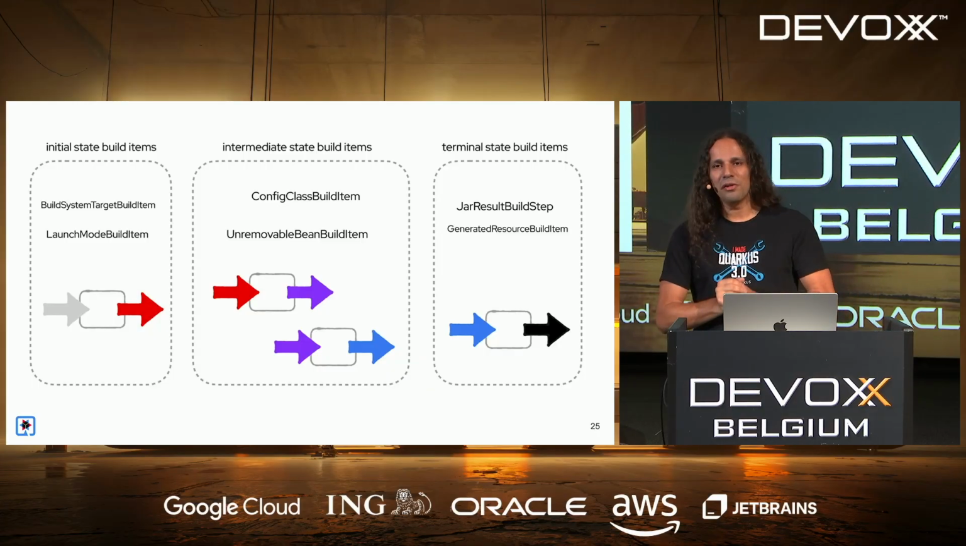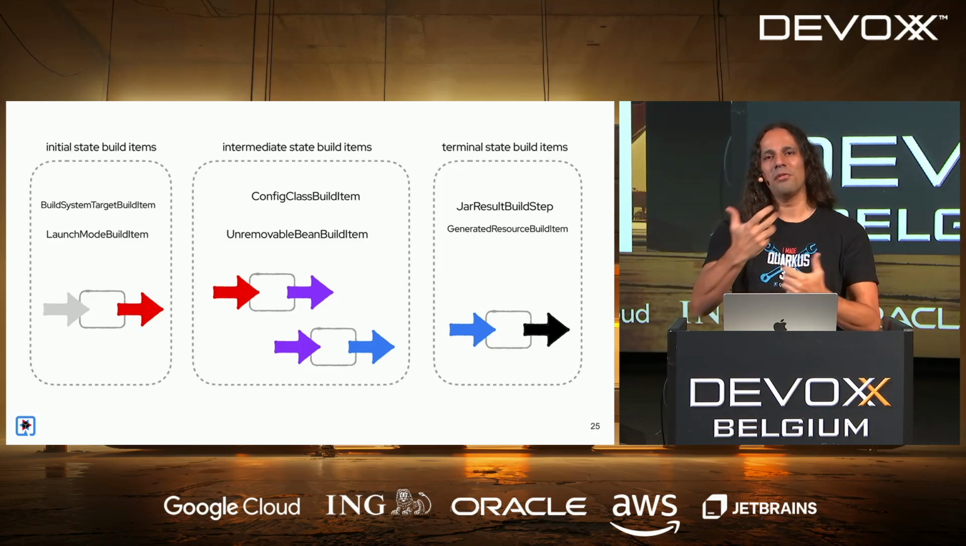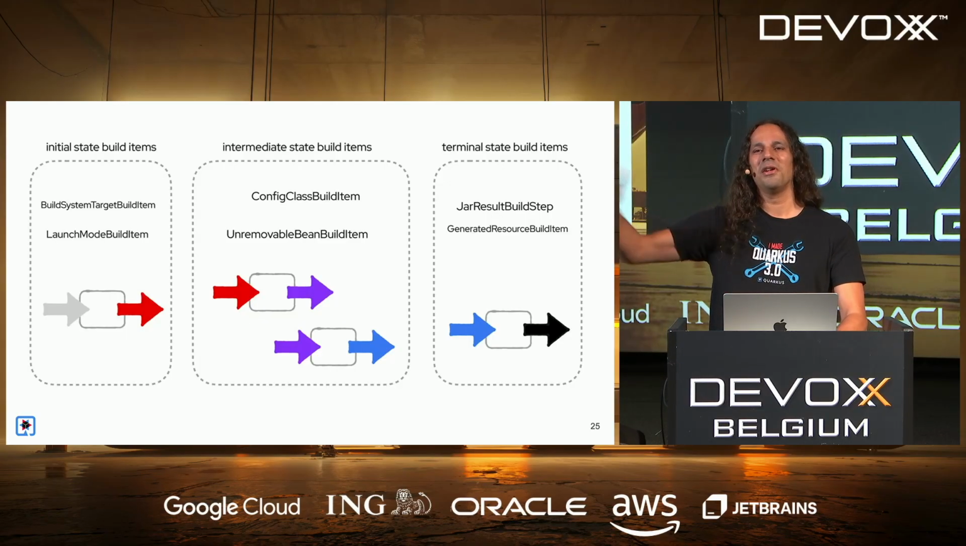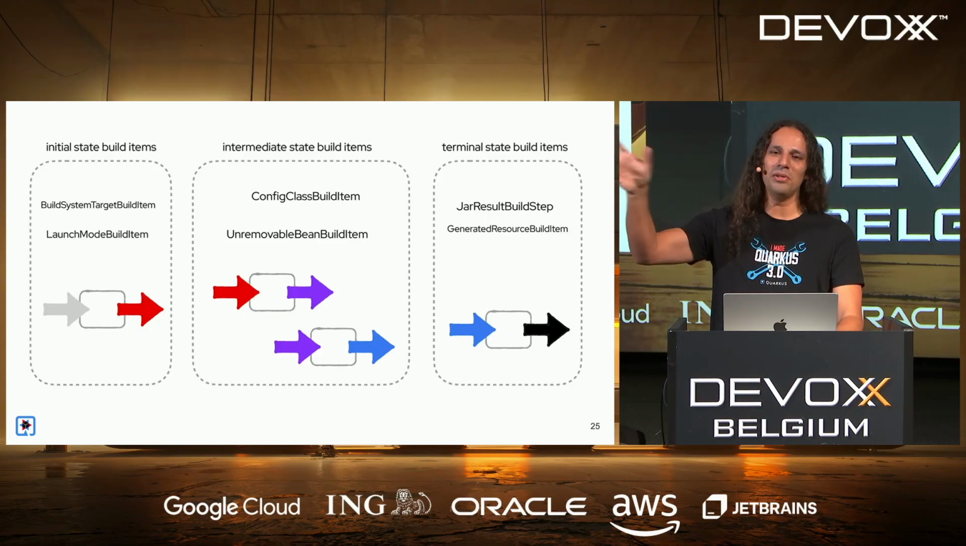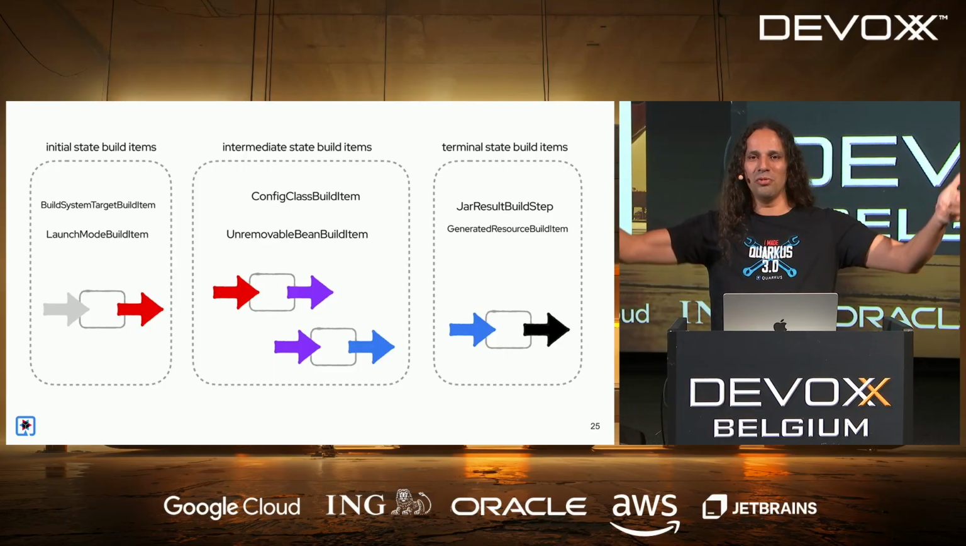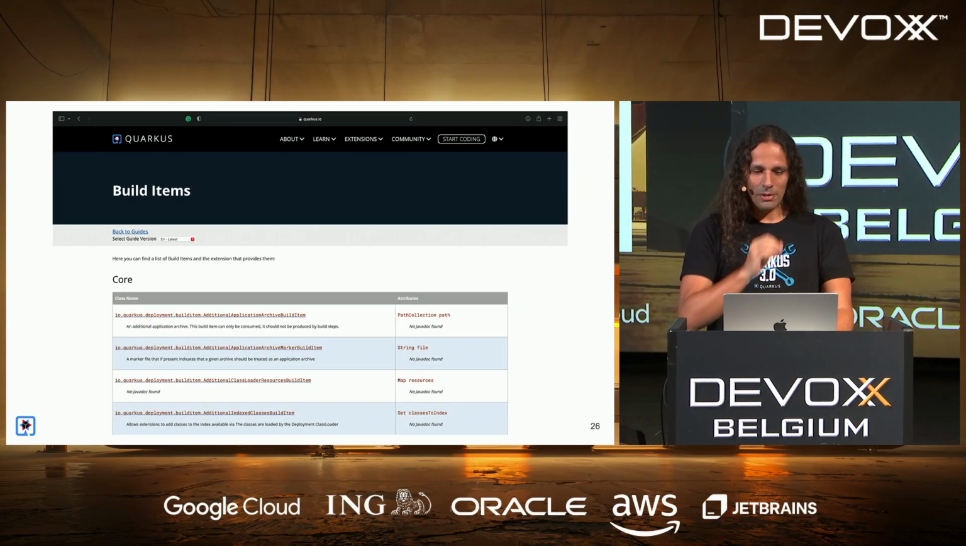So the idea over here is that as an extension, you can put yourself in between the Quarkus build, and you can consume Quarkus build items, you can produce new build items, and whenever you want, other extensions can also start consuming your build items and end up making the final assembly of Quarkus, right?